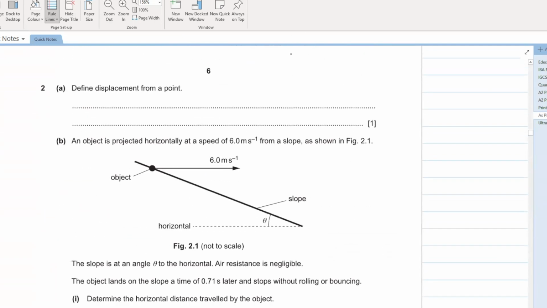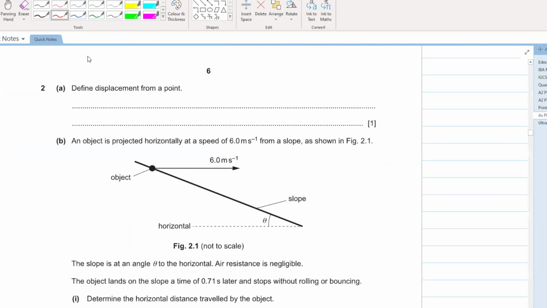Define displacement at a point. We have to write the definition of displacement. You can say distance from a given point in a straight line. Perfect. And you can also write in a specific direction.